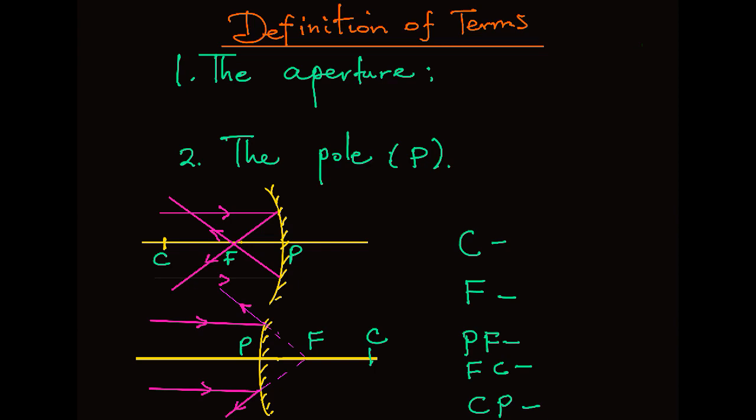In order to understand the concepts in this particular topic, we need to understand some of the following terms. The aperture. If we consider figure 1, we have the vertical length of the mirror, which is length AB. Length AB is the aperture of the mirror.